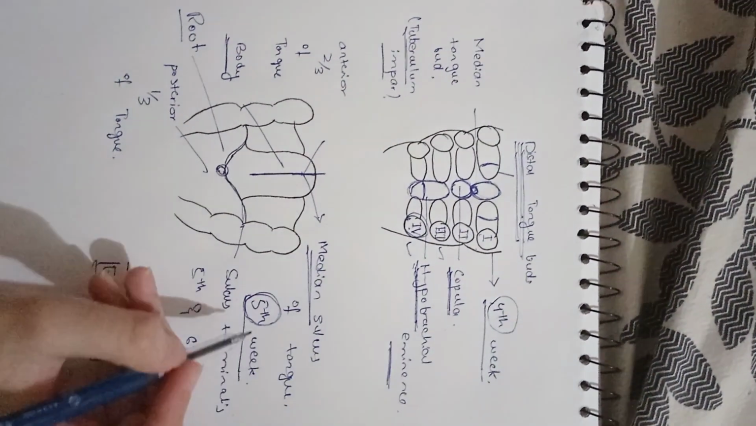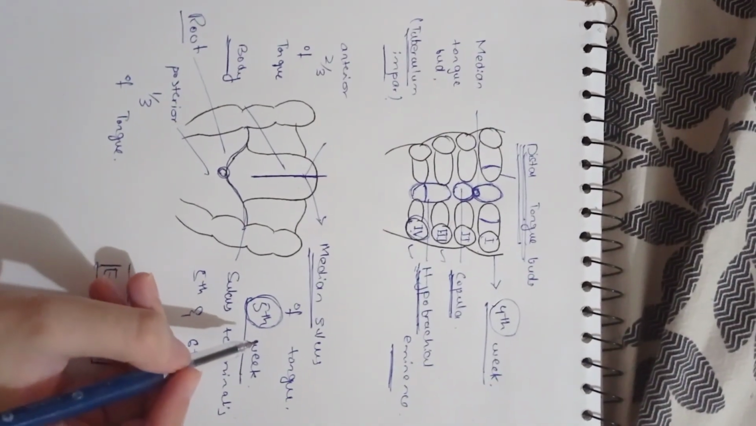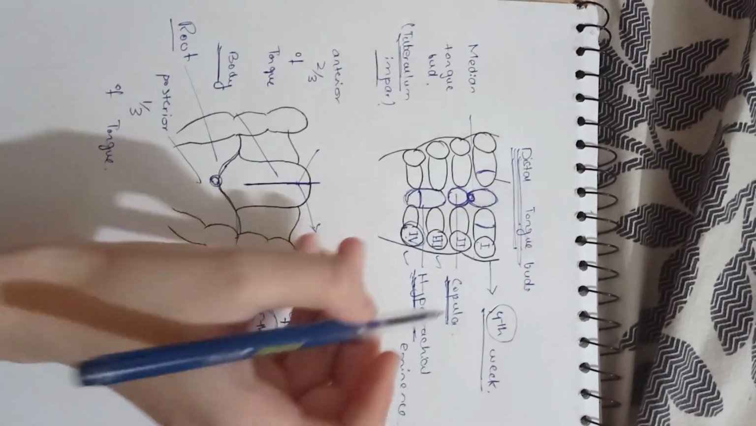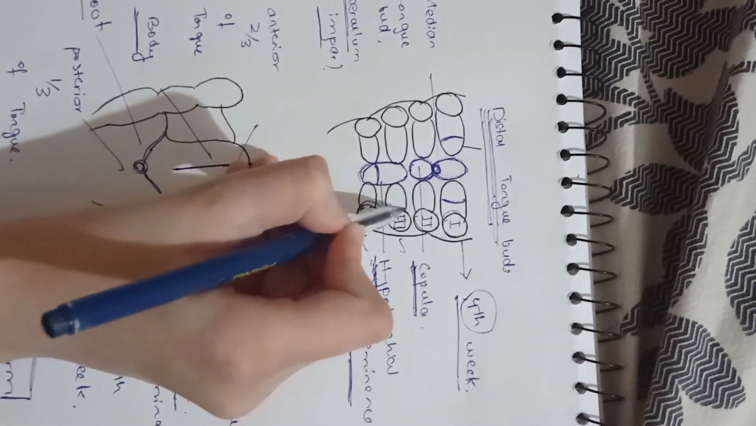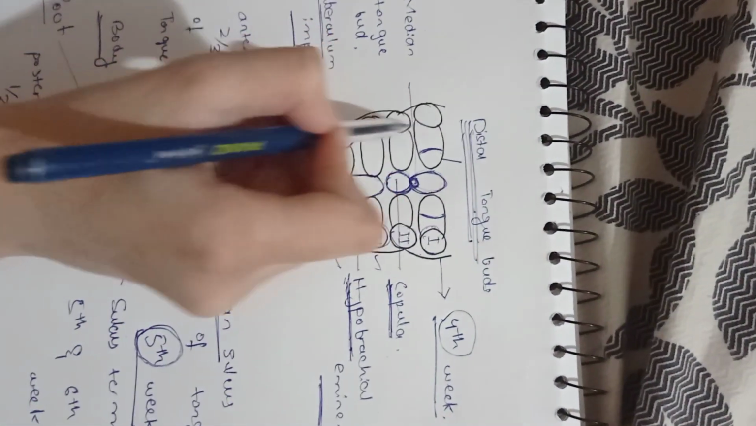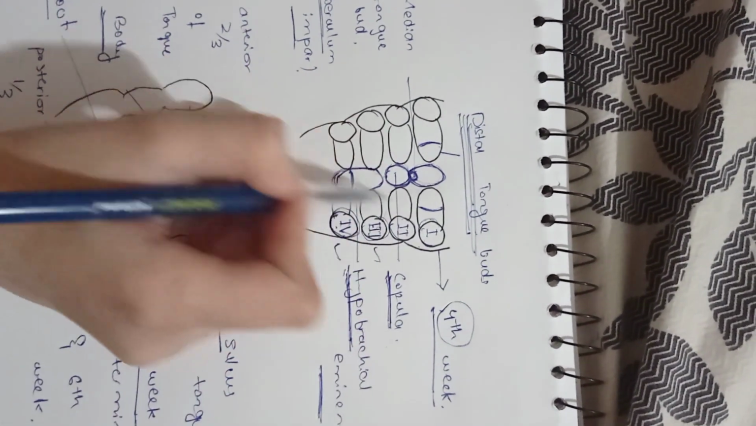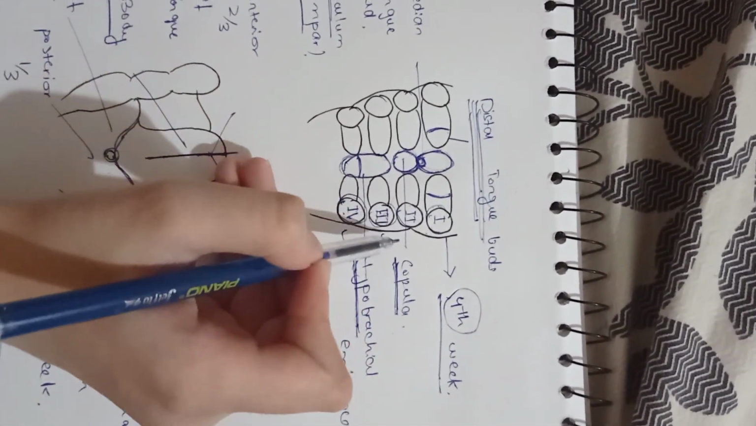Our topic is development of tongue. The development of tongue begins in the fourth week. It develops from the first four pairs of pharyngeal arches. These are our pharyngeal arches: first pair, second, third, and fourth. Four on the left side and four on the right side. So there are a total of four pairs which contribute to the development of tongue.